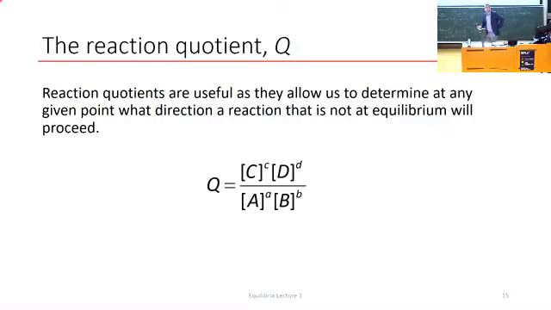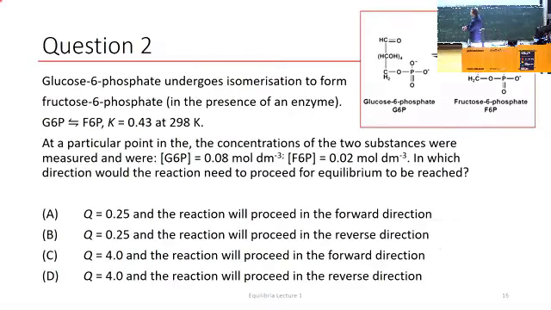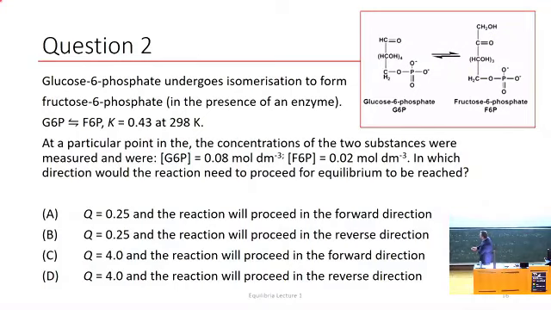So where is the reaction at? Is it pre-equilibrium? Is it post-equilibrium? Is it at equilibrium? Can we get a sense of where the reaction is going? So you can try this one. Here we have the glucose 6-phosphate, fructose 6-phosphate system. This is the isomerization that happens as part of glycolysis. It is sampled at a particular point and gives these concentrations.